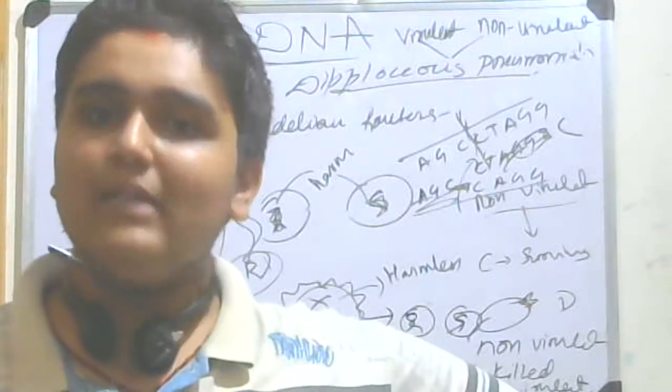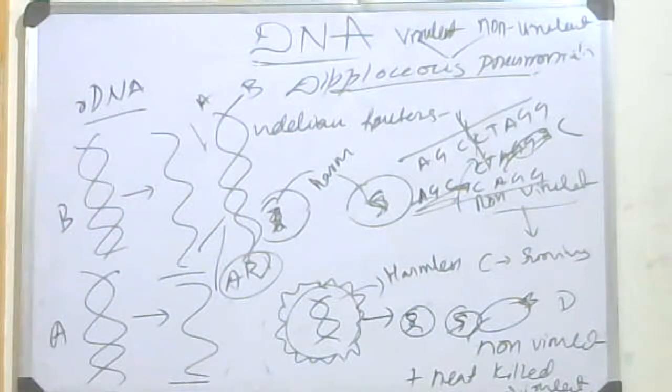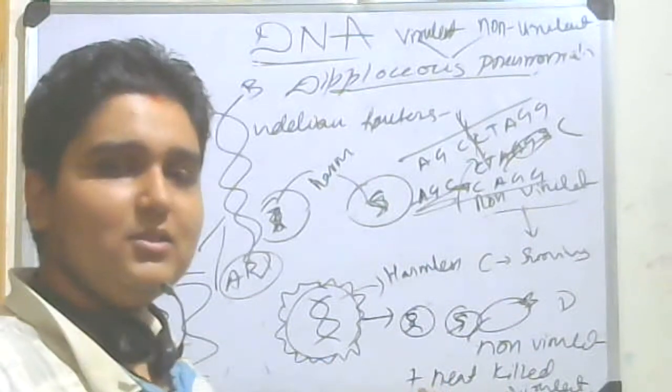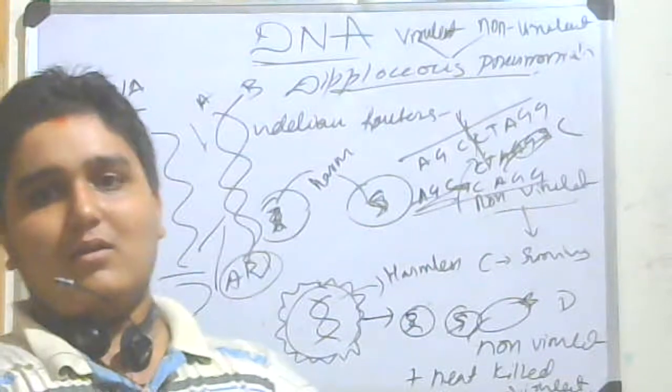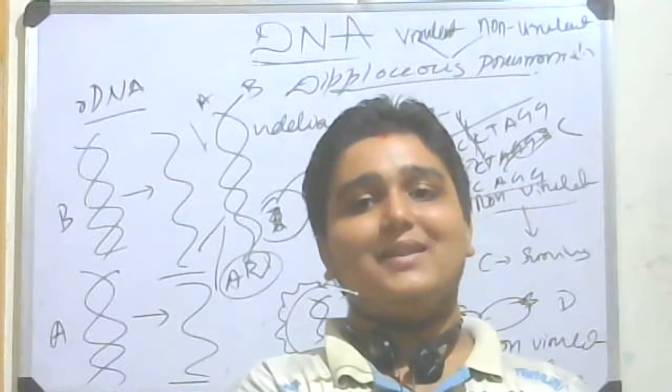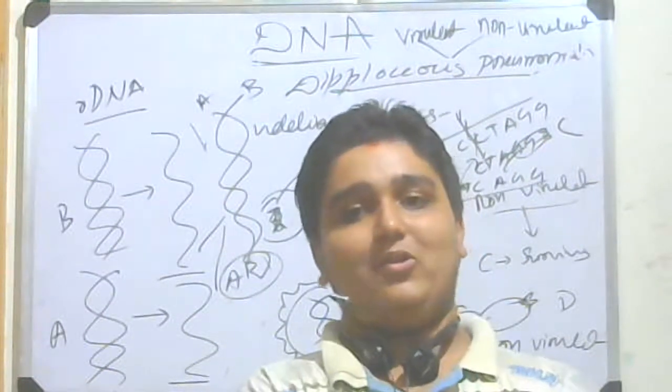The death of mouse D was because although there was non-virulent bacteria present, it had got a genetic material of the heat-killed virulent which formed a recombinant DNA. Now, what was the result of this experiment? That is something you need to analyze by yourself. I will not be able to give you a hint.